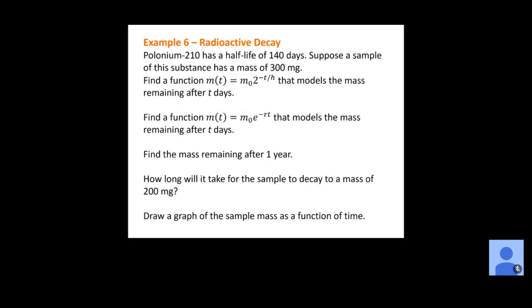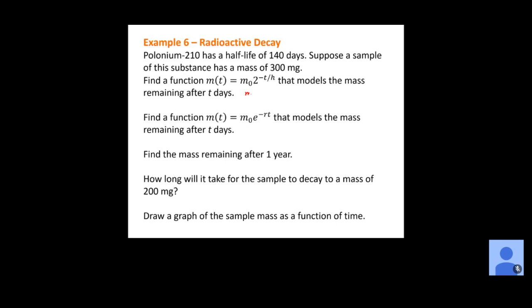All right, so polonium-210 has a half-life of 140 days. So we want to suppose that a sample of the substance has a mass of 300 milligrams and find a function m of t equals m sub 0 times 2 to the negative t over h that models the mass remaining after t days. Okay, so in this case, that's the half-life formula using the half-life and the time, and then we're going to rewrite it using the rate instead. Okay, so we're going to write it in both forms.